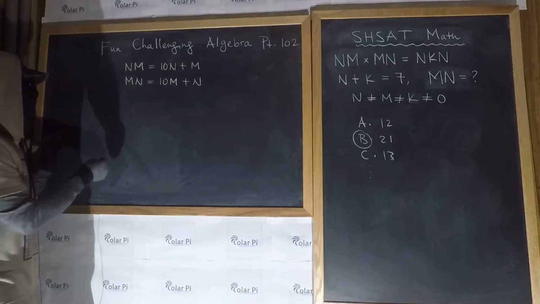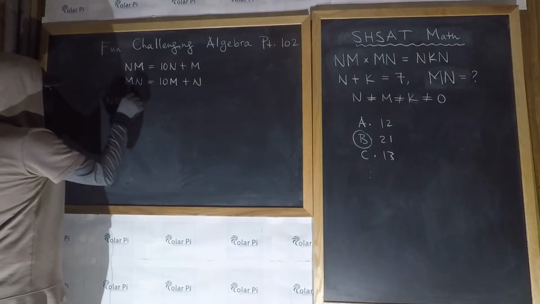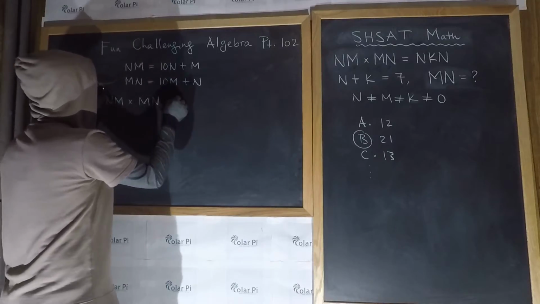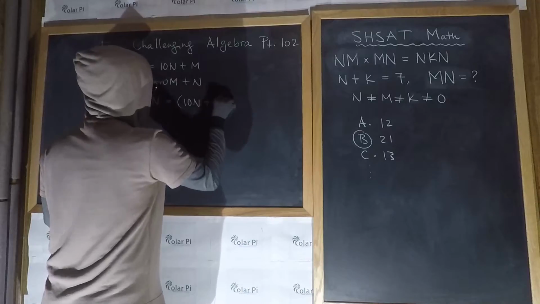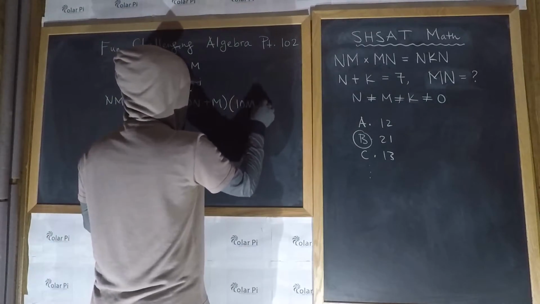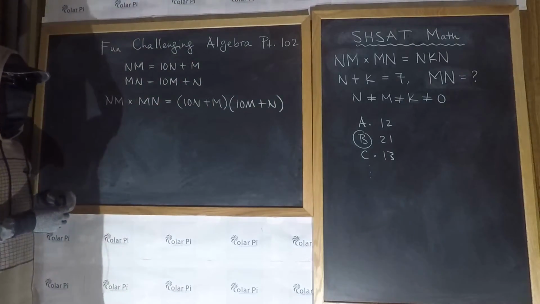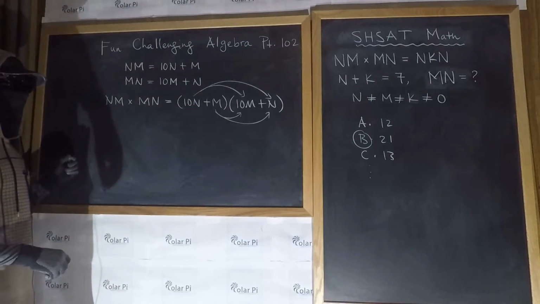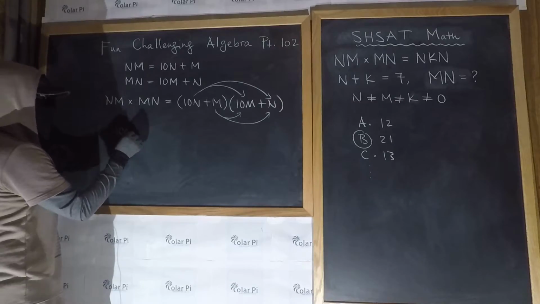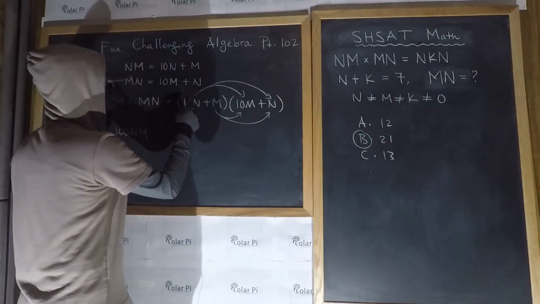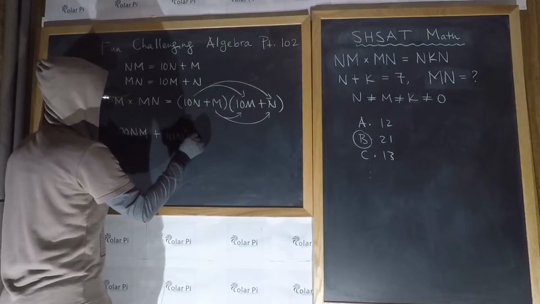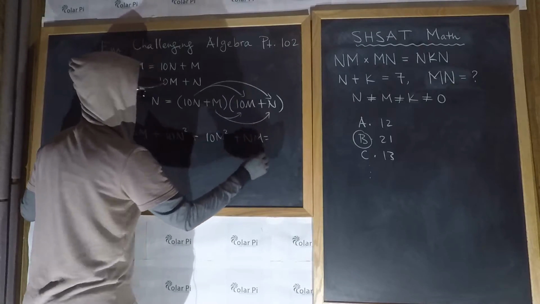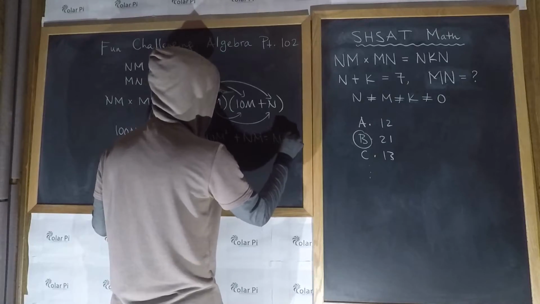And then we multiply these two numbers. So NM times MN, which makes NKN, equals (10N plus M) times (10M plus N). Some FOIL action. It's actually the distributive property. I dislike FOIL. If we apply the distributive property, we get 100NM, then 10N squared plus 10M squared, plus NM. And we know that this is supposed to equal the 3-digit number NKN.